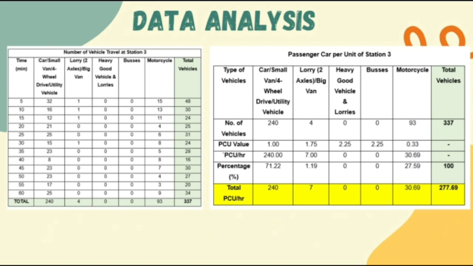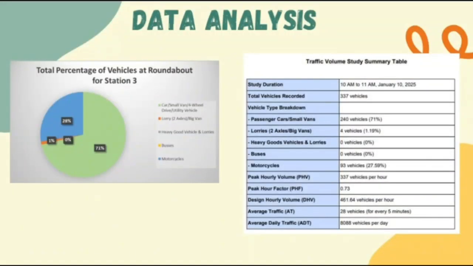As you can see from the PCU table, we can conclude that the total PCU per hour is 277.69. From the graph, the breakdown of vehicle types shows that 71% were passenger cars and small vans, 1.19% were lorries, and 27.59% were motorcycles.